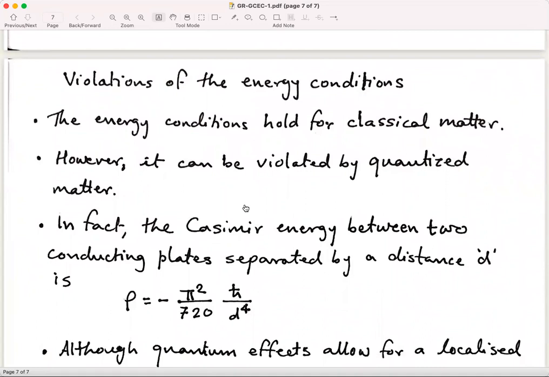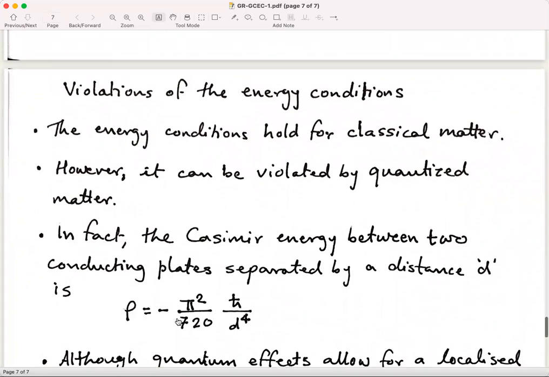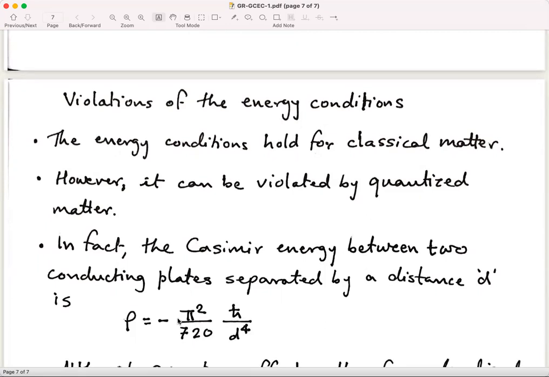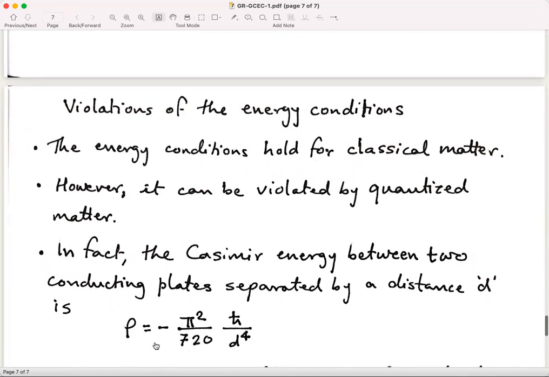For example, weak energy condition would have demanded that rho square should be greater or equal to zero, and here is a negative number sitting around. So clearly you find that although the classical matter satisfies all kinds of energy conditions that we talked about, depending upon how you are studying the system, quantum matter generically violates these kind of conditions.